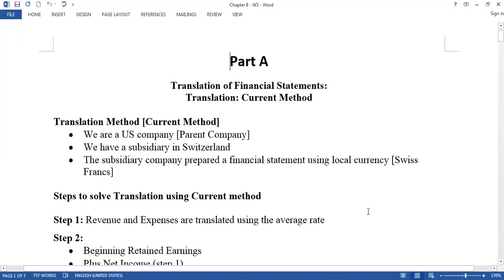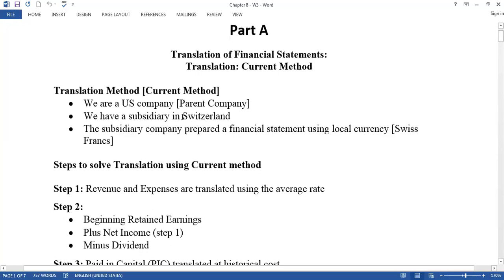Hello everyone. So today we are going to solve two questions from our new chapter. And the title of our new chapter is Translation of Financial Statements. So we have two methods. The first method is the current method. So when we are going to use the current method, look at the conditions when a company uses the current method when they translate financial statements.